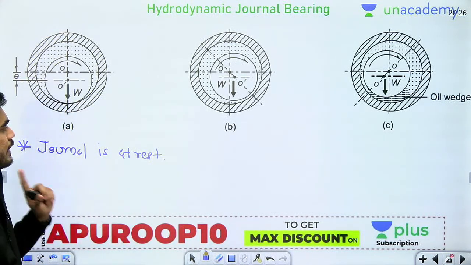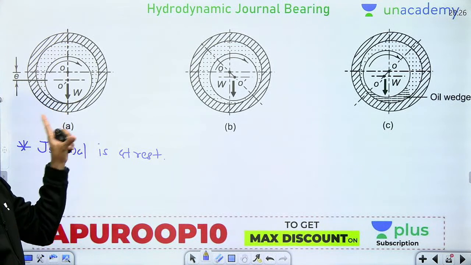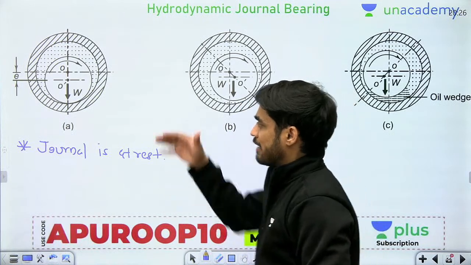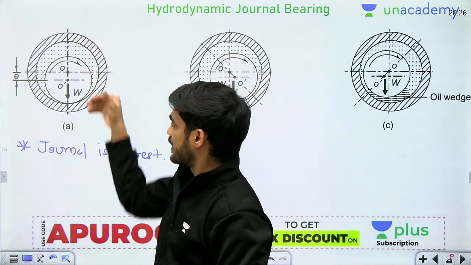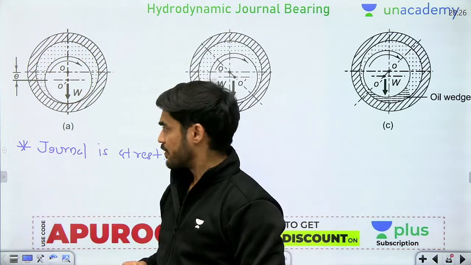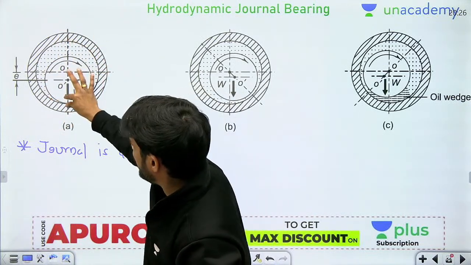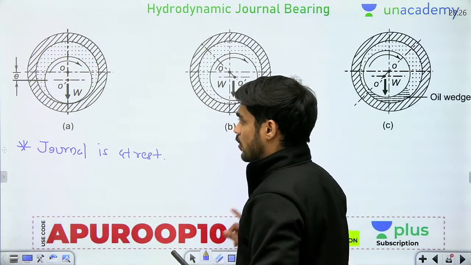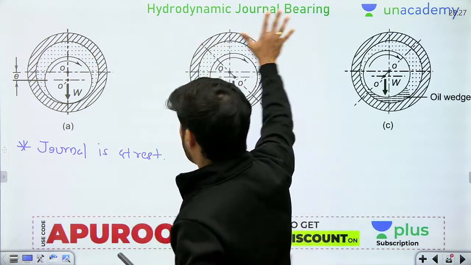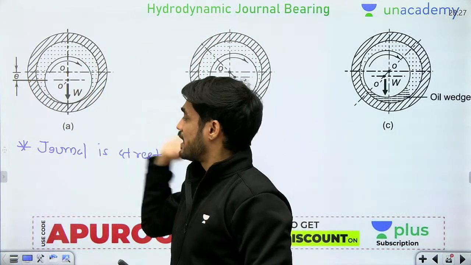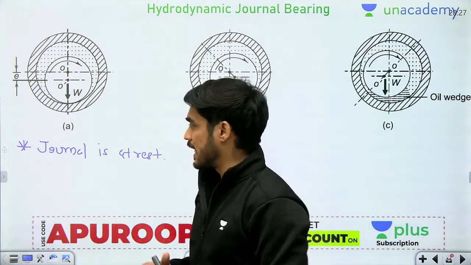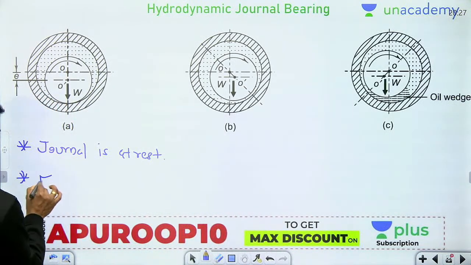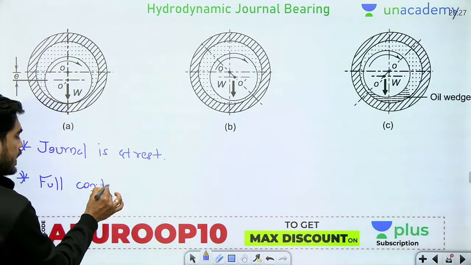Okay, in the first case, the journal is at rest. So if the journal is at rest, then whatever the load of the shaft is, it is directly supported by the bearing surface. There will be no lubricating oil between them because the lubricating oil cannot be pressurized. The lubricating oil will be pressurized only by the speed of the journal, and right now the journal is at rest, so there is no speed. So you can see that there is full contact between the journal and bearing surface.